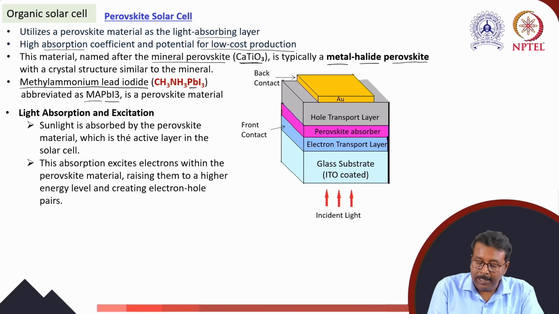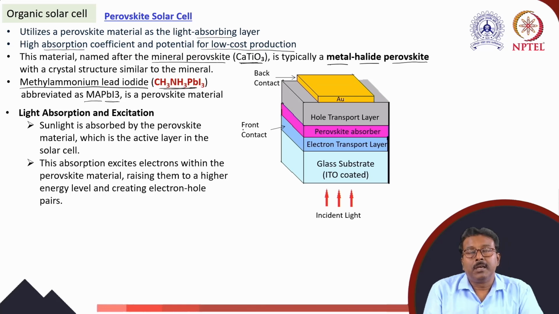Now, sunlight is absorbed by the perovskite layer, which is the active layer in the solar cell, as I already mentioned. This absorption excites the electrons within the perovskite material, raising them to a higher energy level and creating electron-hole pairs, or excitons. Because the perovskite already has several compositions, the energy to dissociate the exciton is already obtained from this material itself.